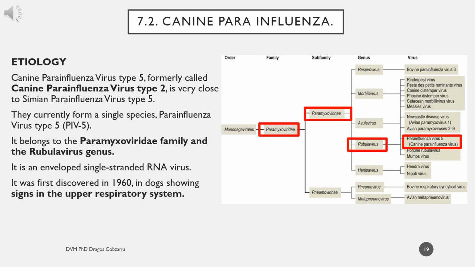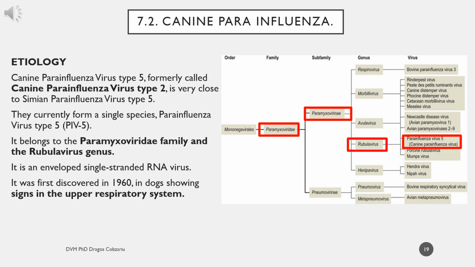Canine Parainfluenza virus type 5, formerly called Canine Parainfluenza virus type 2, is very close to Simian Parainfluenza virus type 5. They currently form a single species, Parainfluenza virus type 5, PIV5. It belongs to the Paramyxoviridae family and the Rubulavirus genus. It is an enveloped single-stranded RNA virus.